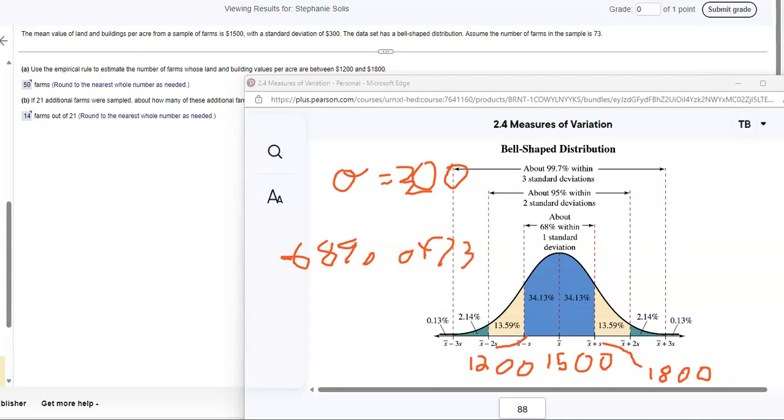So if I put that in a calculator, let's see. Oops, can't get my calculator here. So if you take 0.68, I'm not able to bring up the calculator with this program, times 73. You round to the nearest whole number. When you round it, it's going to be 50. It may not be exactly 50, but it says round and around the 50.